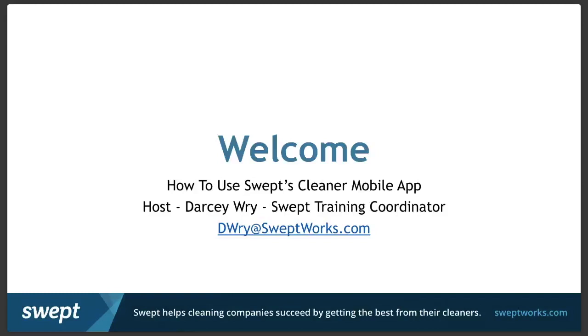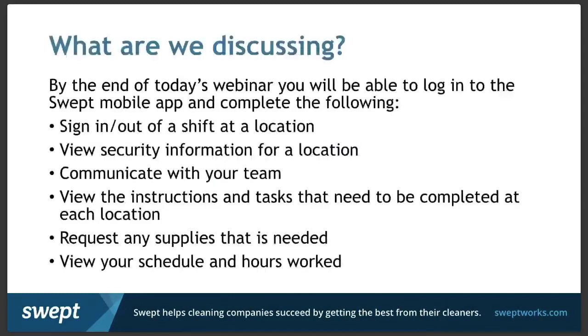By the end of today's webinar, you'll be able to log into the SWIP mobile app and complete the following. You'll be able to sign in and out of a shift at a location. A location is a building or a site that you clean. You'll be able to view that building's security information, communicate with your team, view instructions and tasks that need to be completed at each site, request any supplies that are needed, and view your schedule and hours worked.